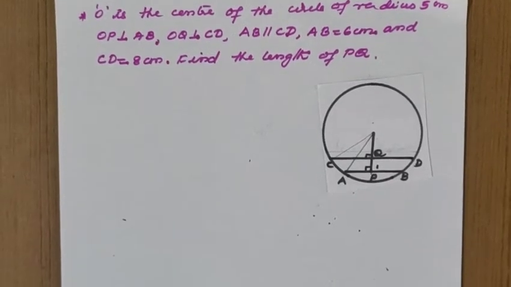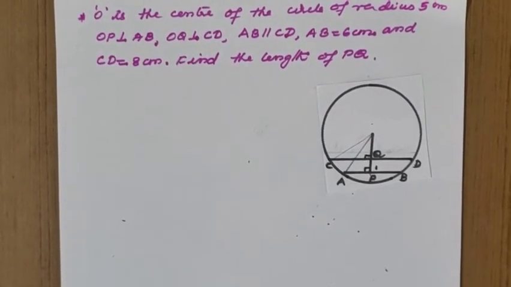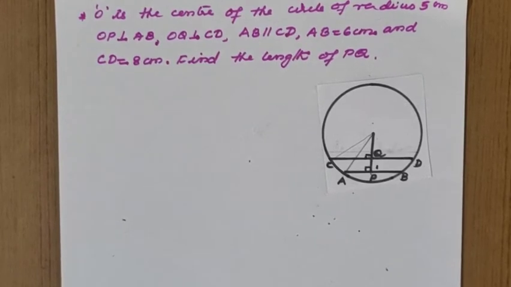Good morning, children. We completed chapter 10 circles. Now we are doing the extra questions. O is the center of the circle of radius 5 cm. OP perpendicular to AB. OQ perpendicular to CD. AB parallel to CD. AB equal to 6 and CD equal to 8. Find the length of the PQ.